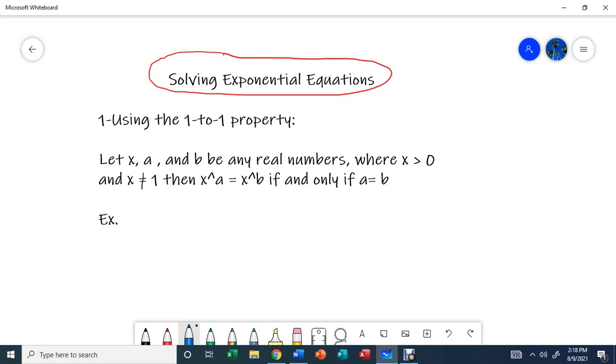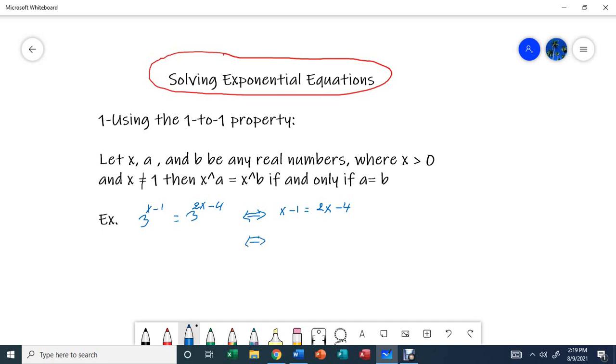So for example, if we try to solve this equation, 3 to the x minus 1 equals 3 to the 2x minus 4. This property is telling us that the equation is equivalent to x minus 1 must be the same as 2x minus 4. In other words, when the exponential equation has the same base on each side of the equation, then the exponents must be equal to each other. Now this is just a linear equation, we can solve it.